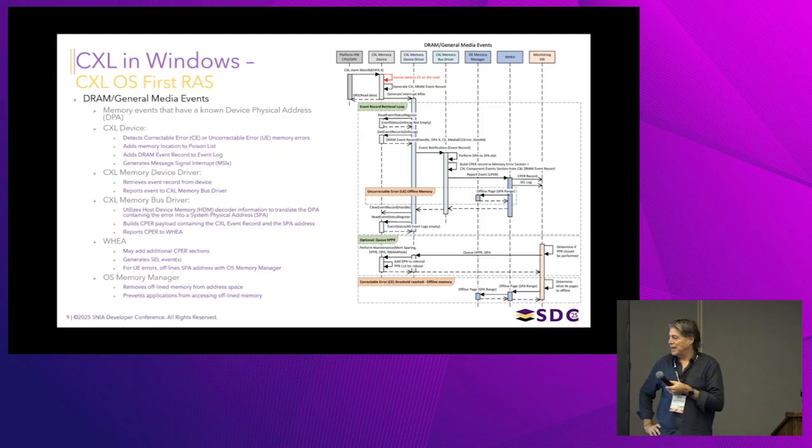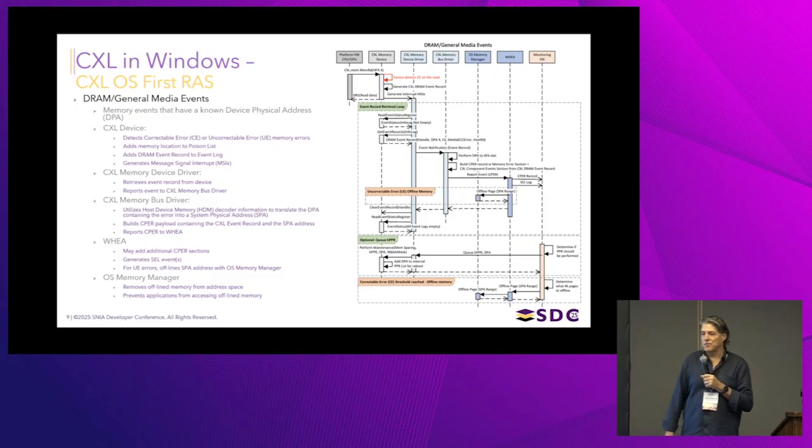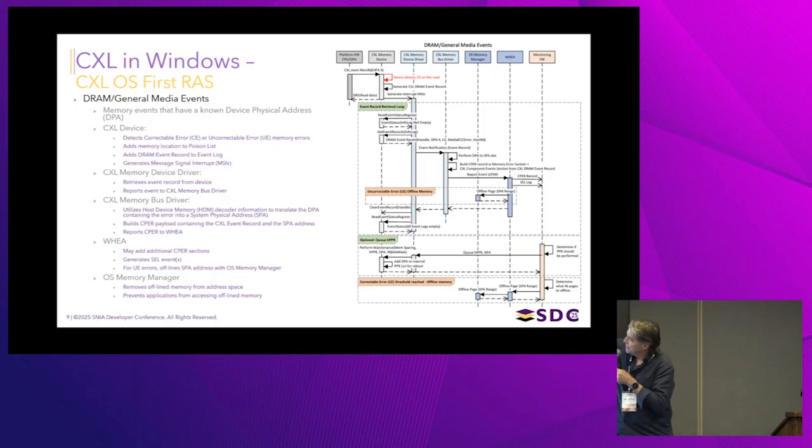These are events that have a device physical address associated with a DPA. If you don't have a DPA associated with it, you're going to send a different event, and we'll talk about that in a minute. So in general, what I'm trying to show here is at the beginning of time, here's my memory device over there on the left side, my memory device driver, bus driver, memory manager, and WIA.